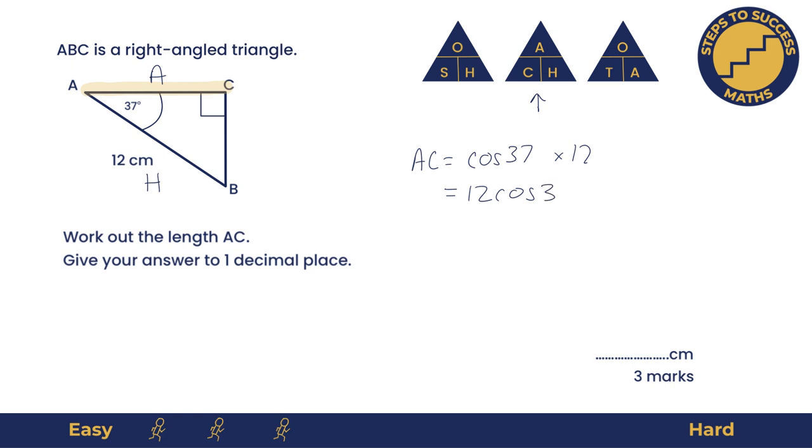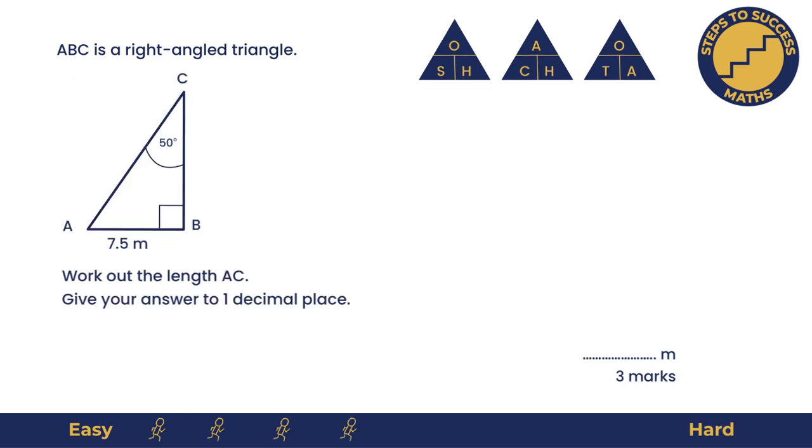Then we're going to put that on our calculator. Remember, it's not inverse cos this time because we already know the angle. So 12 times cos 37 equals 9.58... and round it to 1 decimal place. So 9.6. ABC is a right-angled triangle. Work out the length AC. Give your answer to 1 decimal place.